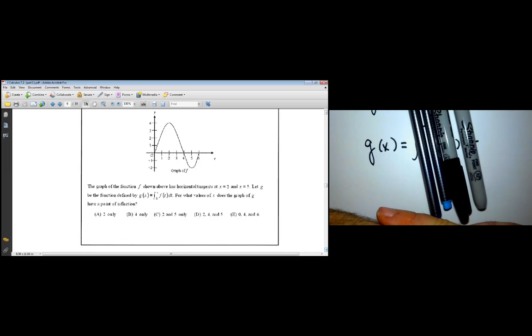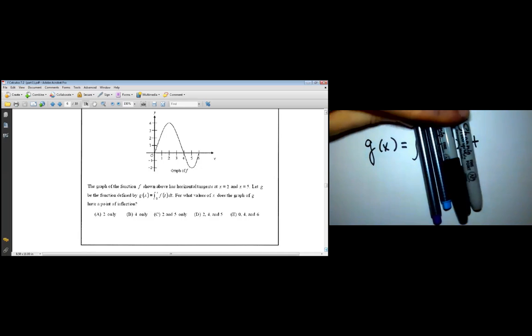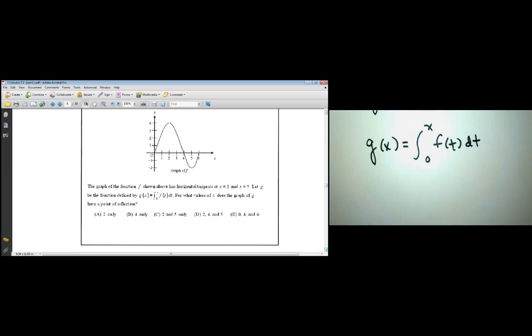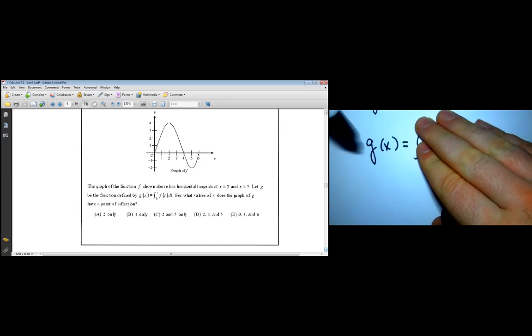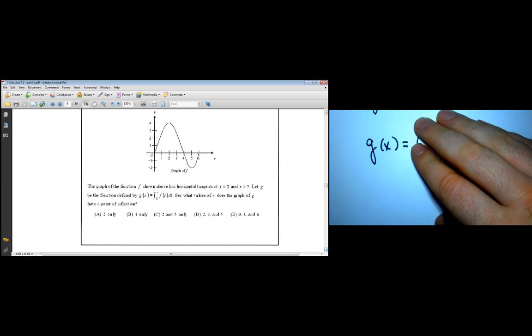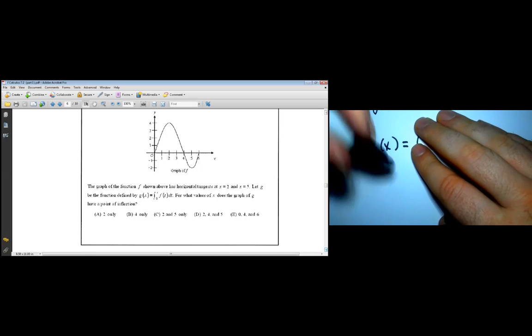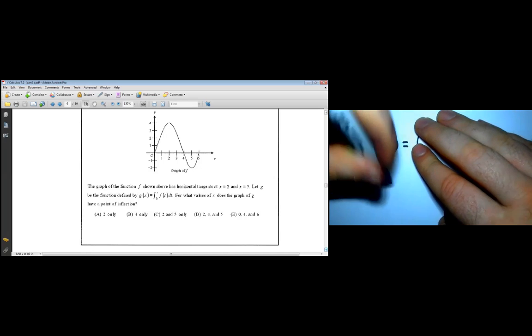The turning points, like in here, at 2 and 5. Okay, the turning points of a derivative graph are where you have points of inflection. So with that said, look what we can do. Remember, the question is about where g has a point of inflection. That means if I could figure out the derivative graph of g, I just need to look for turning points. So let's see if we can make a comparison.